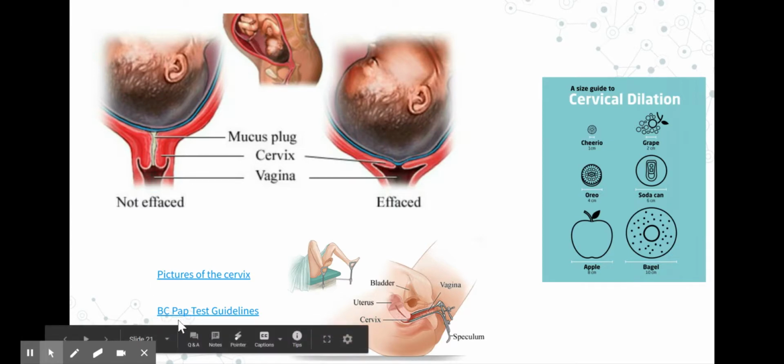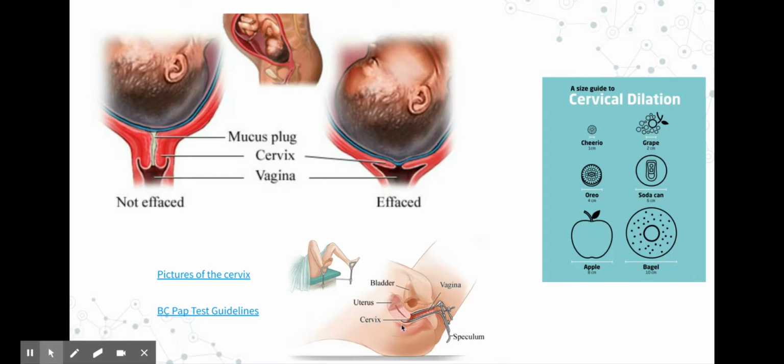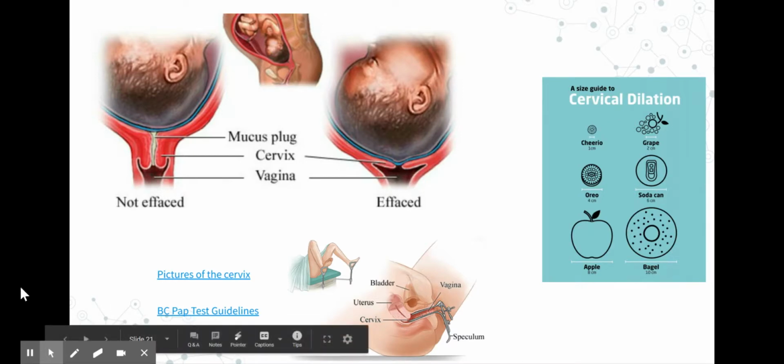And if you've ever had a Pap test or heard of Pap tests, those are tests where a doctor will insert a speculum, a device, into the vagina to allow them to see and swab the cervix. So they're testing for cells there that may be abnormal, which can be an indicator of cervical cancer. So if you're curious, there's the guidelines about Pap tests for you.